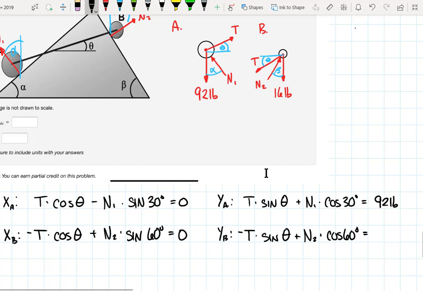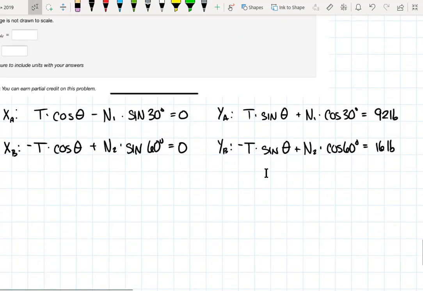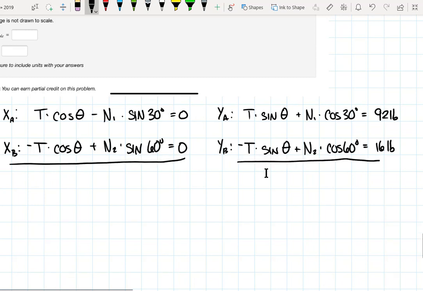Those need to support the 16-pound weight of B. Now I did it this way to set them up a certain way. If you just randomly write them out, you may not see this, but if I write them this way, you can see that the X components of A have T cosine theta and the X components of B have minus T cosine theta. And if I add those two equations together, T cosine theta subtracted from T cosine theta is zero.